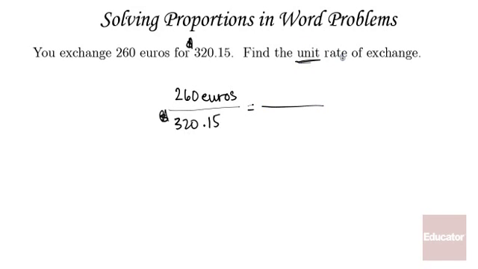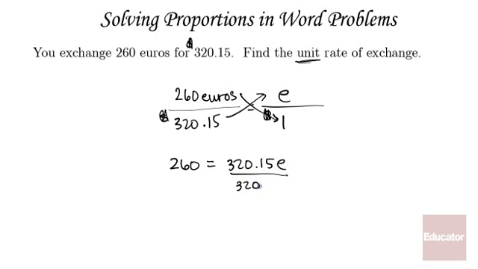Remember, the unit rate means for one. So they're talking about for $1 here. And we're looking for the rate of exchange. So let's say for euros. So I'm going to cross multiply. 260 equals 320.15 E.